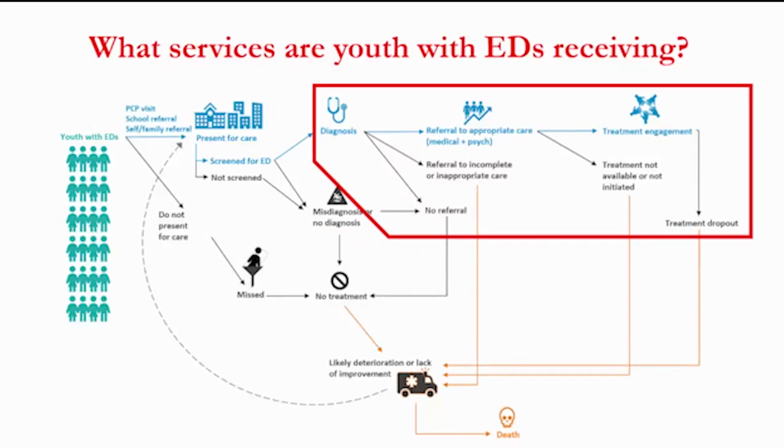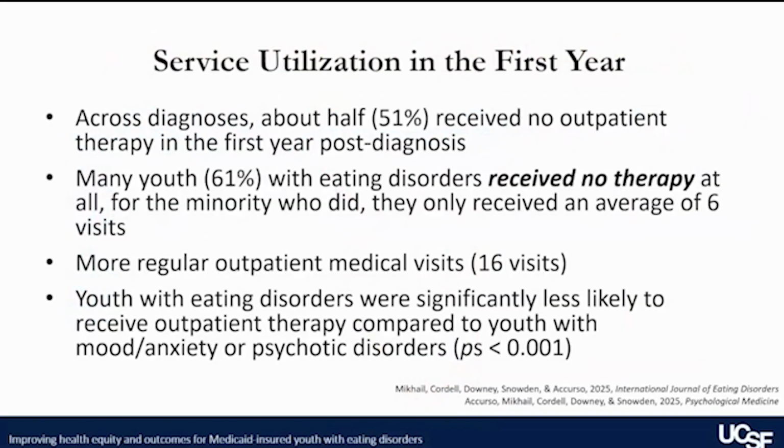So then, to shift gears a little bit. Once somebody received an eating disorder diagnosis, I wanted to understand what actually happened from that point in terms of services that they were able to access. And we saw in service utilization in the first year following the first diagnosis that about half of them were receiving no outpatient therapy at all. This is somewhat consistent with other estimates for the unmet mental health need for kids with Medicaid insurance. For eating disorders, that number was significantly higher. About 61% of kids with eating disorders received no therapy at all.